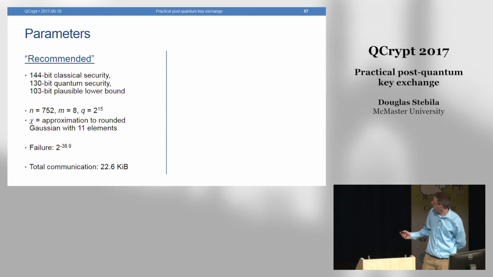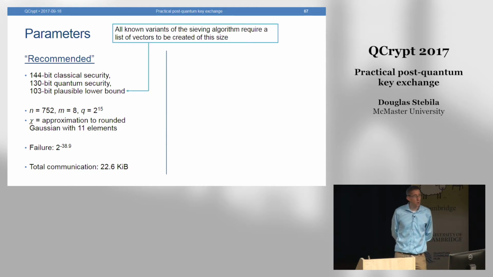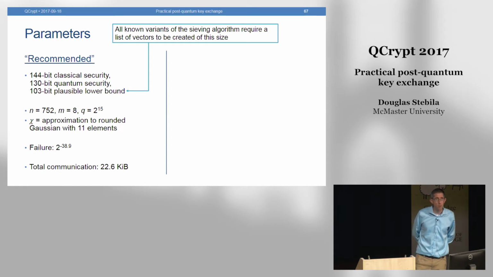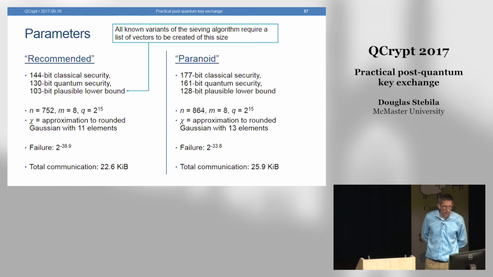I've also mentioned a third measure of security here, this so-called plausible lower bound. And this plausible lower bound is based on the idea that all of the known algorithms for solving the lattice problem require creating a list of vectors. And so if that list of vectors is sufficiently large, and it's plausible that all algorithms might require creating vectors that large, then that could give us a lower bound on the possible runtime. And so from that approach, this parameter set would have 100-bit security. We did a few different parameter sets, in fact, so we can achieve higher security level, 128-bit plausible lower bound, 160-bit quantum security with just a few extra kilobytes in communication.